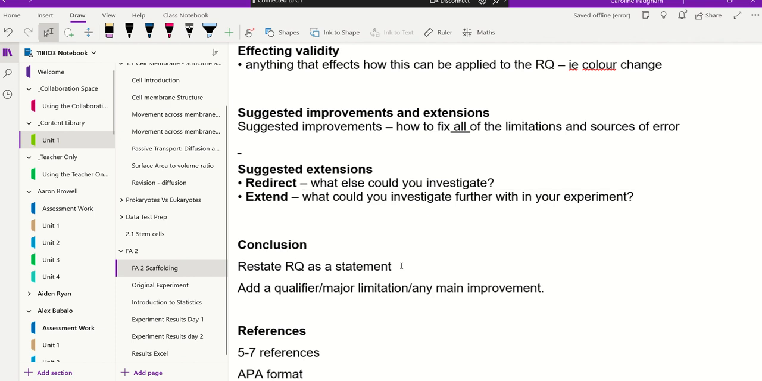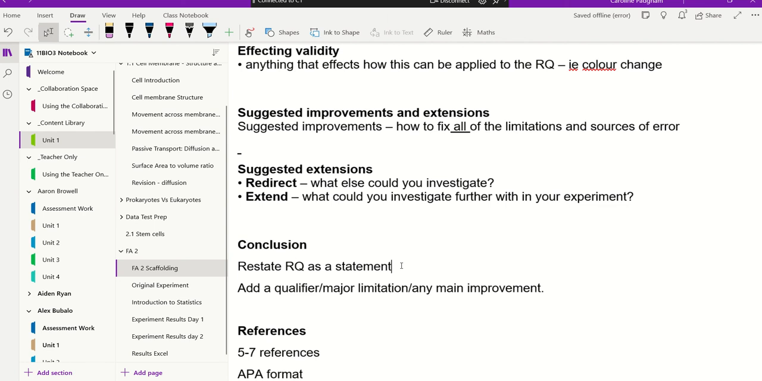Conclusion. You restate your research question. Do not write it as a question anymore. Okay? Don't write, does it do it? Yes, it does. That is silly. You say, there is a statistically significant difference between this and this. Or you say, there is not a statistically significant difference between this and this. Or there is a relationship between blah, blah, blah. Or there is not a relationship. You can say, according to the data, blah, blah, blah, blah.